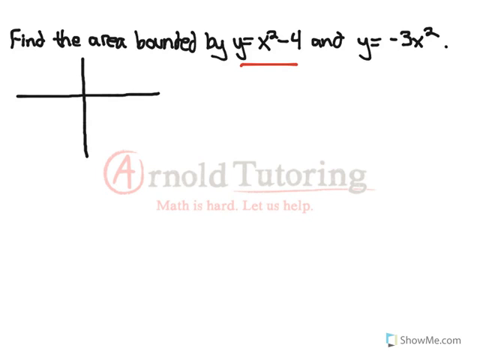The first one I'll draw in red. Y equals x squared minus 4 is a parabola with vertex at 0, negative 4. So somewhere down there, and it's just your basic parabola. That should be no problem.